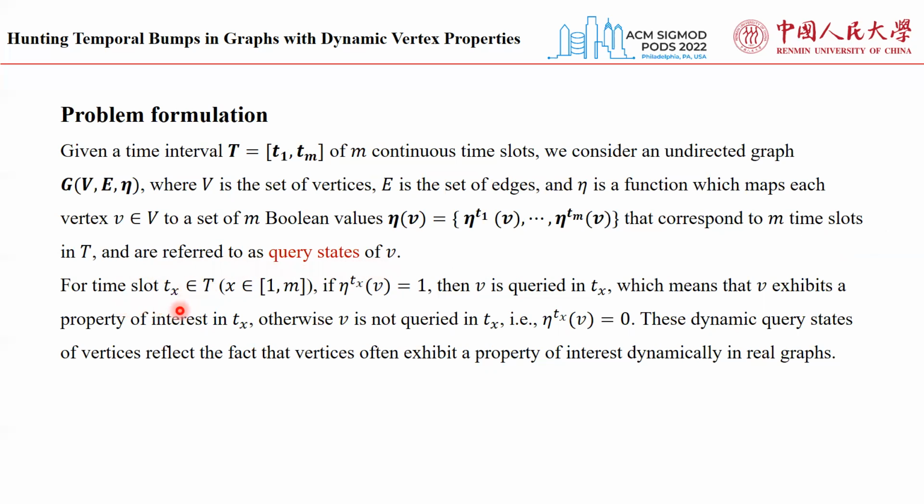For time slot Tx in T, if eta(Tx, v) equals 1, then v is queried in Tx, which means that v exhibits a property of interest in Tx. Otherwise, v is not queried in Tx, i.e. eta(Tx, v) equals 0. These dynamical query states of vertices reflect the fact that vertices often exhibit a property of interest dynamically in real graphs.